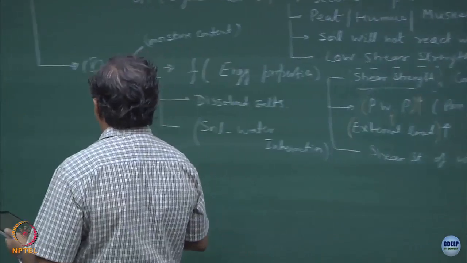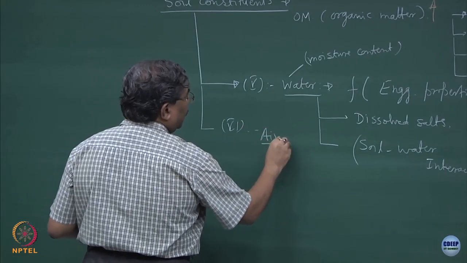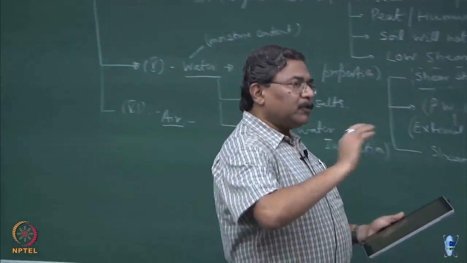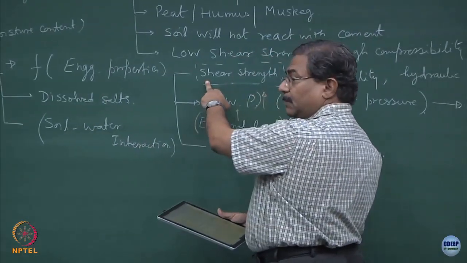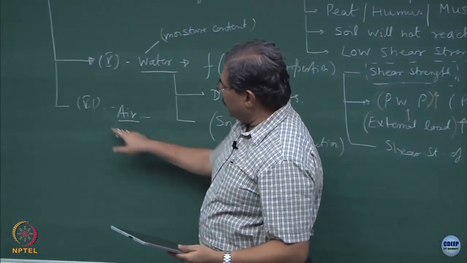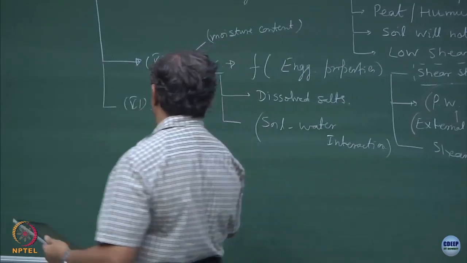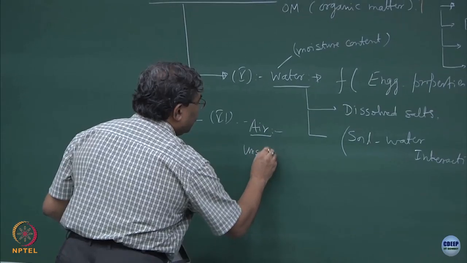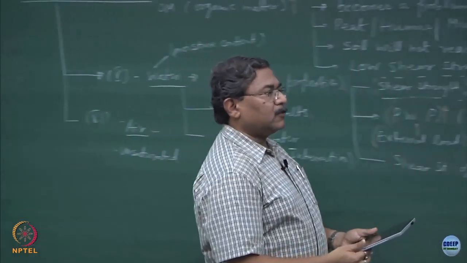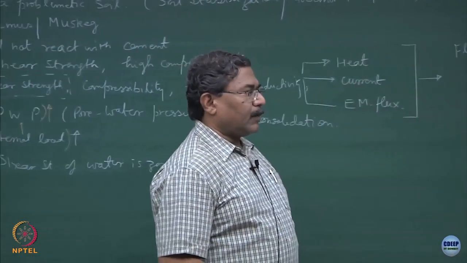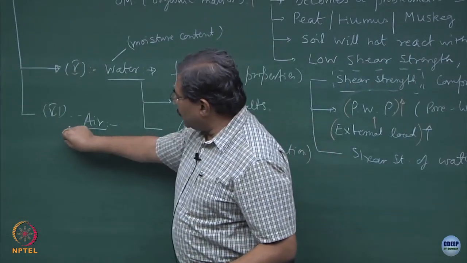Then comes the air. Air and water, these are opposite to each other. So, if water gives shear strength to the system, the more and more air is present in the soil mass, the system becomes first of all unsaturated. So, suppose if I say that soil mass has lot of air in it and very less moisture, this becomes the state of unsaturated soil.